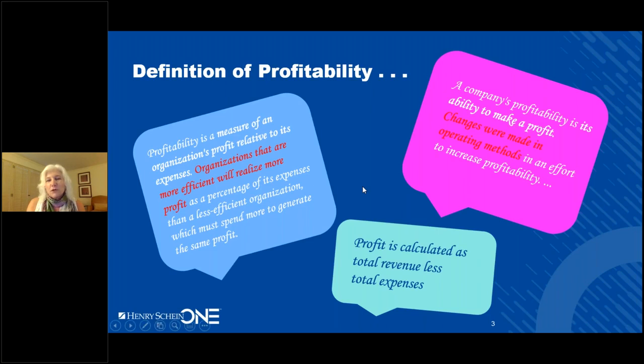And so I really want you to focus on this change. Changes were made in the operating methods of your organization. And I also want you to focus on the efficiency of what you can do.